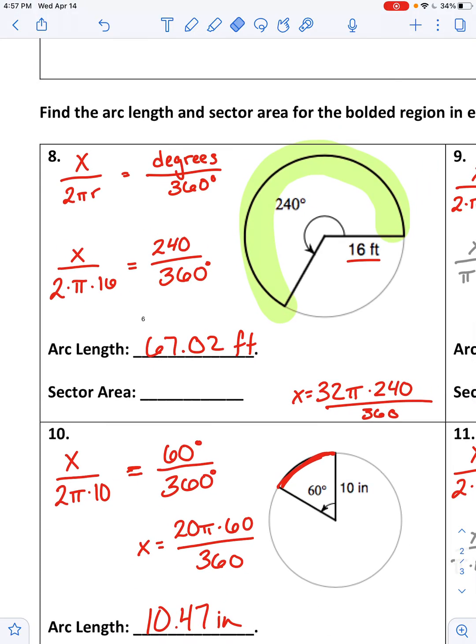All right, so that's how I would find the arc length. If you need to check out the sector area video, that's coming up next.